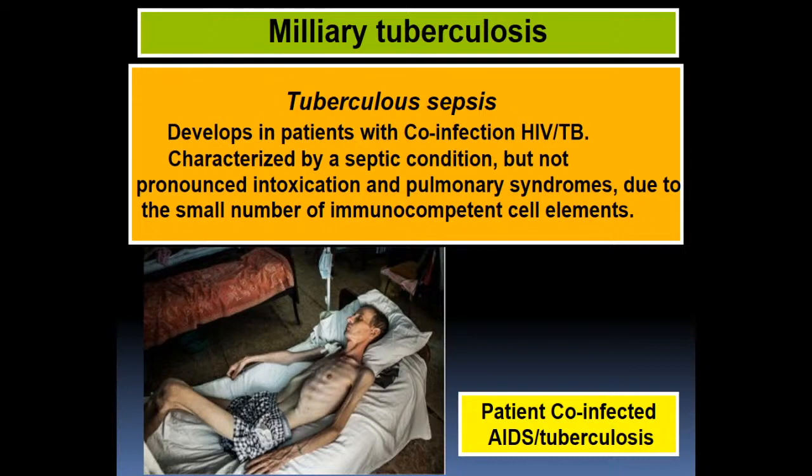Next variant of miliary tuberculosis, tuberculous sepsis. It can develop in patients with co-infection, more often HIV-TB co-infection, characterized by a septic condition, but not pronounced intoxication and pulmonary syndromes due to the small number of immunocompetent cell elements. On this photo, you can see a patient co-infected with AIDS and tuberculosis. This is the last stage of HIV infection.